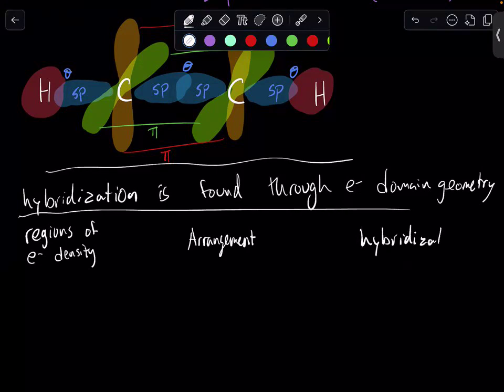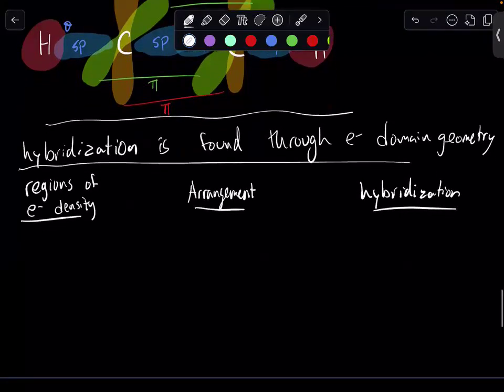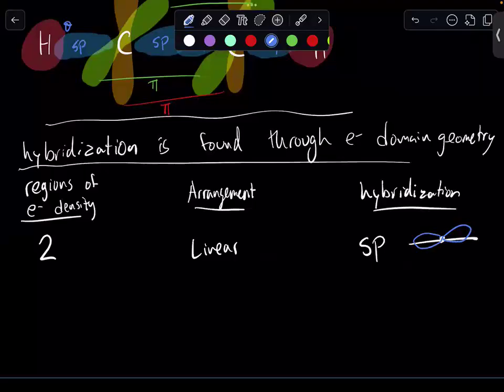So we're making a little chart. When we have two regions of electron domains, this is usually linear because they want to repel as far as possible. This tells us that we're dealing with sp hybridization, and our orbitals are going to line up on a plane. So they're going to look like that. And this is going to have a bond angle of 180 degrees.